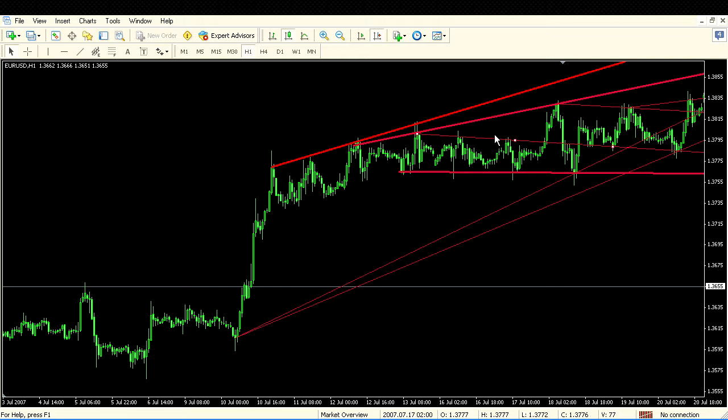The next line. 1 rebound, another and another one. We have 3 breaks here. Lines can be broken and give rebounds after that.